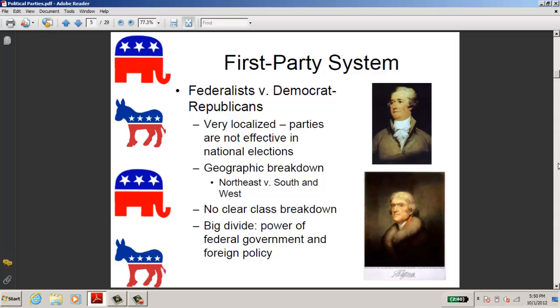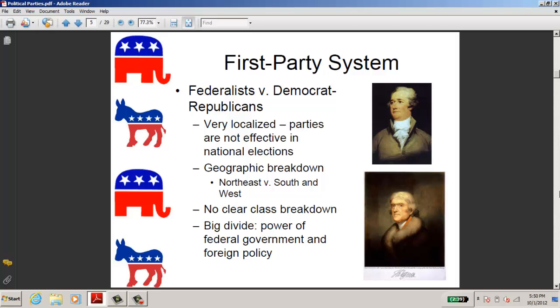So the first party system refers to the Democrat-Republicans and the Federalists. These parties were very localized. They were not national. The organizations were focused on maybe a state level or local level. The geographic breakdown tended to be Federalists were found mainly in the Northeast, and the South and West, more agricultural regions, went with the Democrat-Republicans. There wasn't a clear class breakdown, so it's not like these parties necessarily catered to the rich or the poor, the middle class or working class.